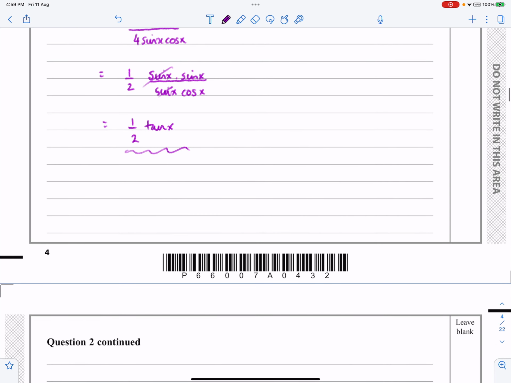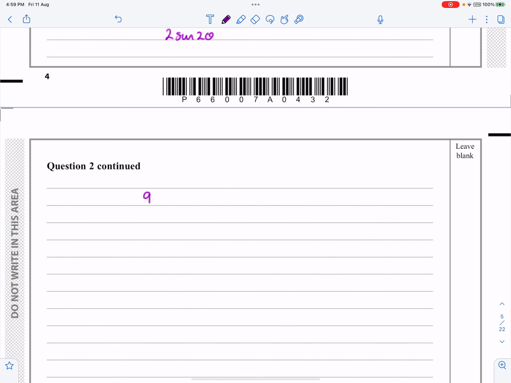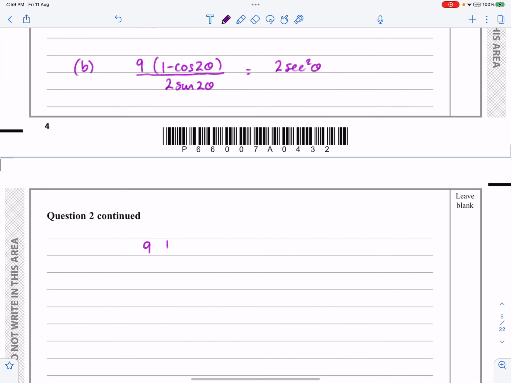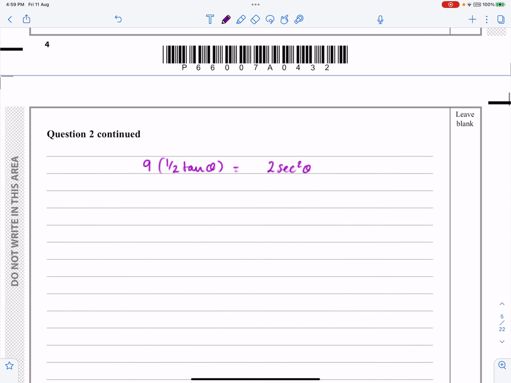So part B, we're trying to show 9 lots of 1 minus cos 2 theta over 2 sine 2 theta is equal to 2 sec squared theta, and I'm basically going to replace all of that bit by 9 a half tan theta is equal to 2 sec squared theta, which is 9 over 2 tan theta equals 2 sec squared theta.